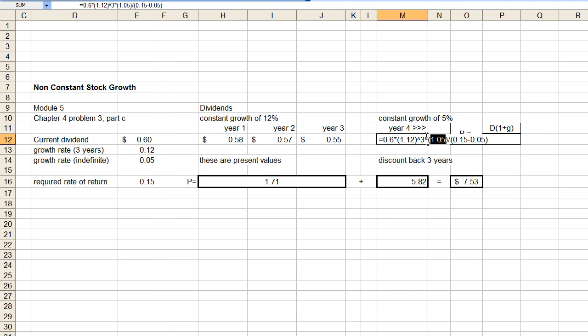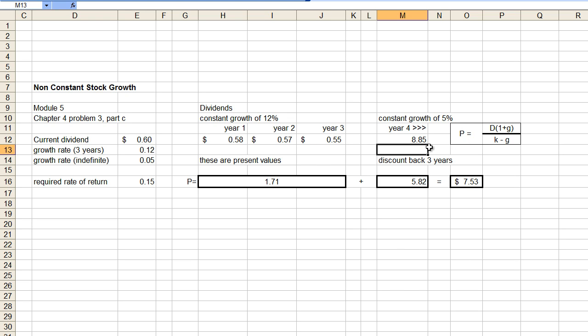So what we're doing is we're calculating the price of the share at year 4, but we're not interested in that because we're interested in the price at year 0. So what we need to do is first of all calculate what that value is. So just going back to that again, we have 60 cents times the first 3 years of growth times the fourth year of growth divided by the discount rate minus the new growth rate, the K minus G part of the formula. That'll give us a value of the share, a price of $8.85.